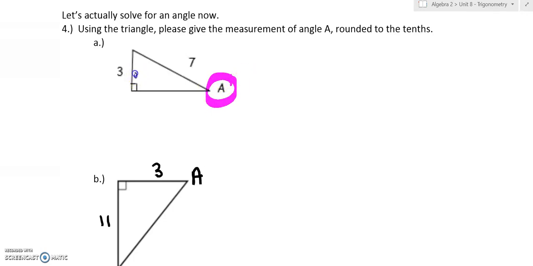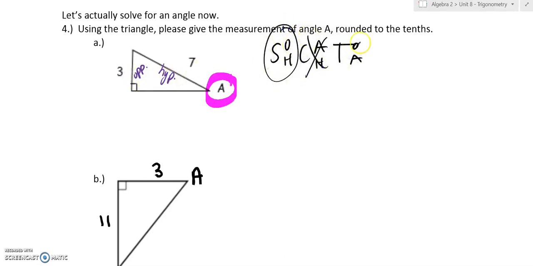From here, I'm going to label: across from that is opposite. The diagonal is hypotenuse. I don't know the adjacent, so I'm just going to leave that off. If you think back to SOHCAHTOA, if you have opposite and hypotenuse, O and H, I'm going to use sine. So I'm going to set up sine of whatever I circled. In this case, I circled a capital A. Sine of A is equal to opposite over hypotenuse.